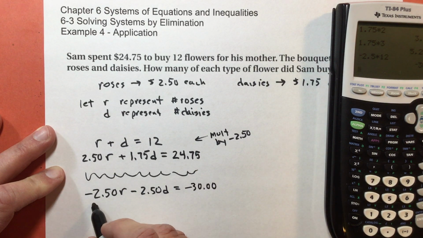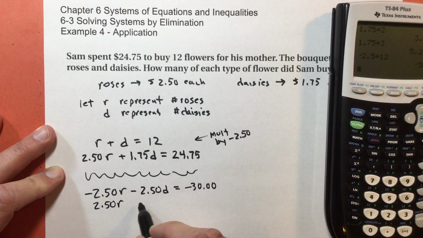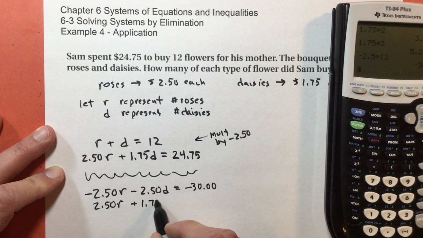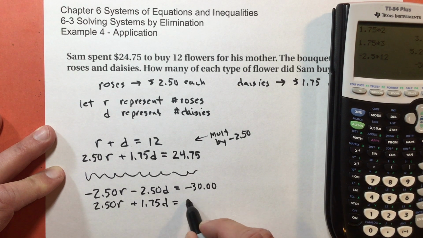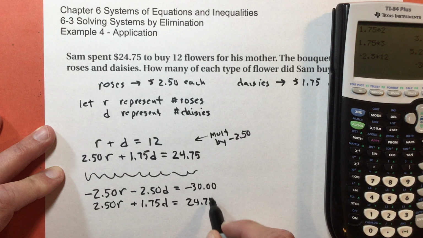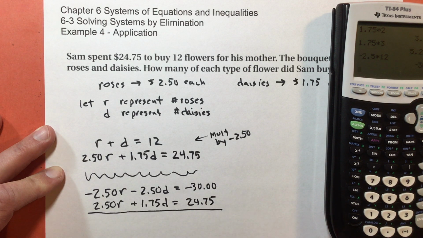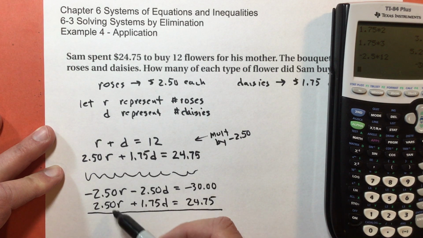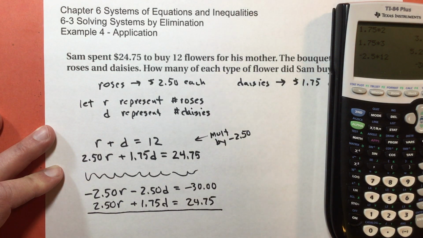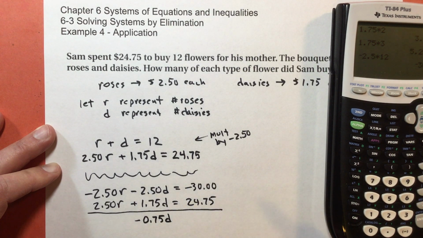The other one I'm going to leave alone. 2.5r plus 1.75d equals 24.75. The r variables are going to get eliminated. Negative 2.5 plus positive 2.5 equals 0. Negative 2.5 plus 1.75 is going to be negative 0.75. So the difference in the price is actually 75 cents.